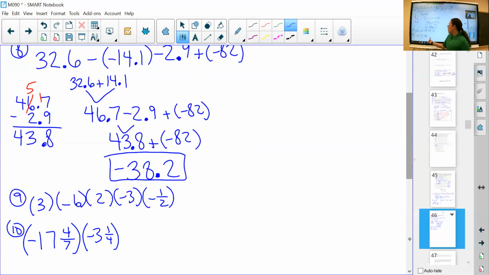We're actually okay having 7ths and 4ths. What we do want is some improper fractions here. So we'll make those improper. We'll multiply across. We'll simplify if we need to. Negative times negative is positive. So our answer is going to be positive something. Should be a little bigger than 51 because 3 times 17 is 51. So we'll get an answer that's a couple bigger than 51.